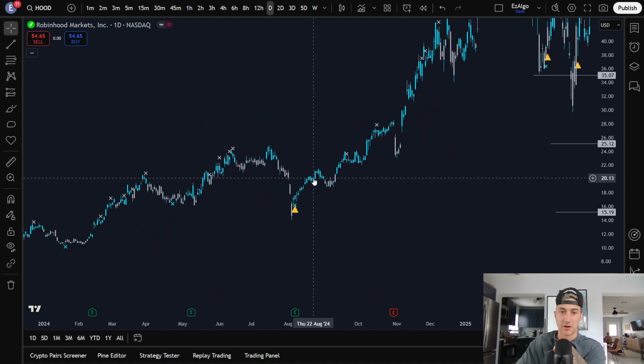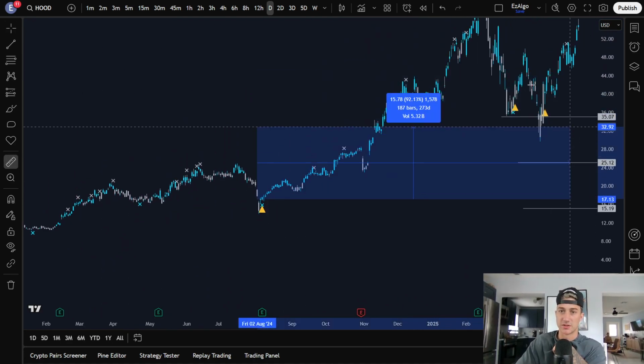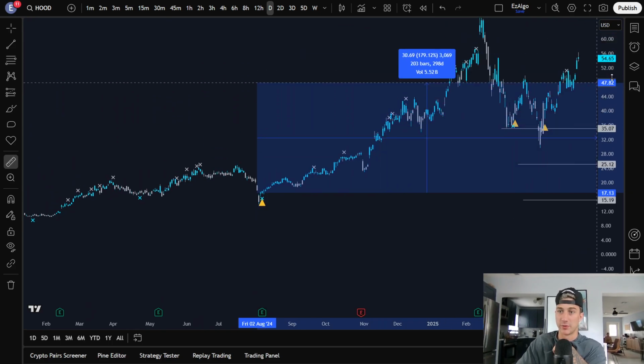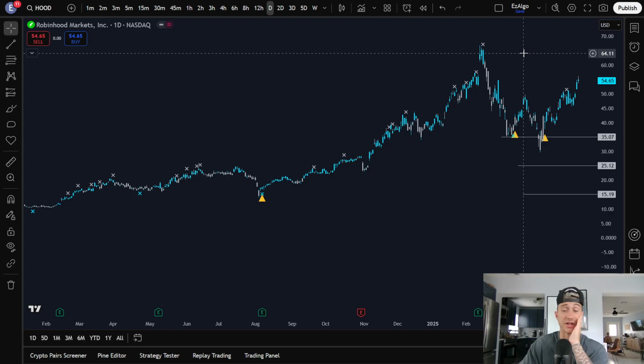Even if you look left, all the way back in August of 2024, accumulation signal, price goes up. What is that? Over 200. I didn't even realize it went this high. Jeez, almost 300% in less than a year on a stock. And for stocks, that's unheard of.